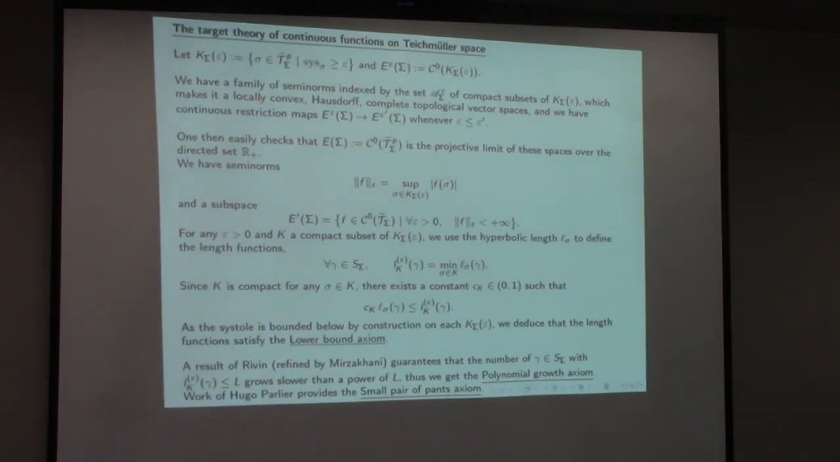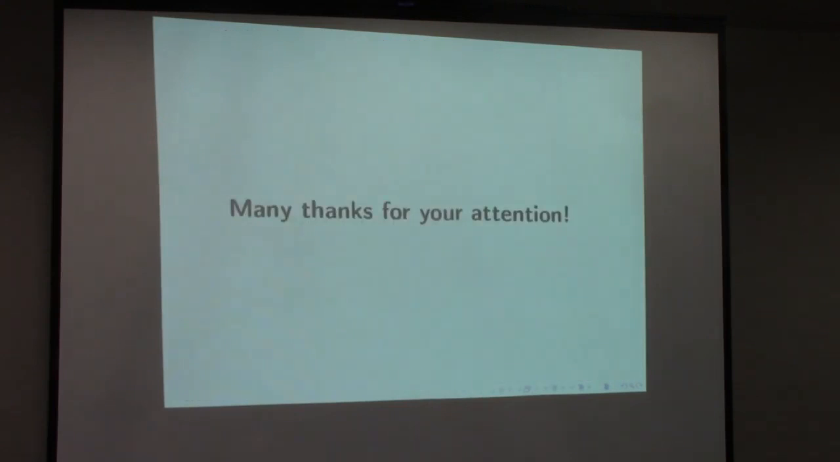So I just showed you what I said in words when I was showing the previous slides, namely that the way you do this for Teichmüller spaces is you look at systole sets, and then you look at compact subsets inside systole sets, and you use those to give you all of these seminorms that give you the topology of the vector spaces, and this inductive directed set. And you use various results by Rabin, Miyazakani and Hugo Palis on a small number of pairs of pants to show that Teichmüller space indeed satisfies all of this. And then the whole thing runs.